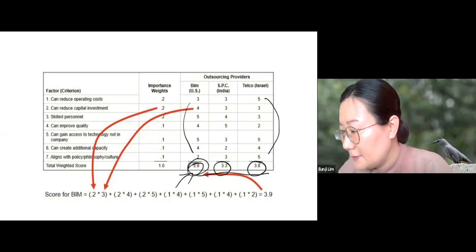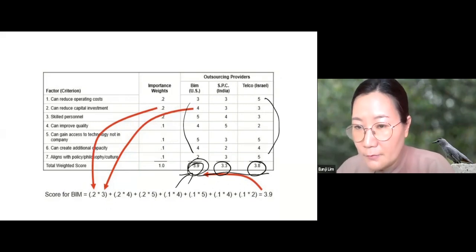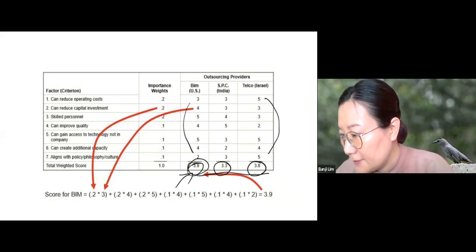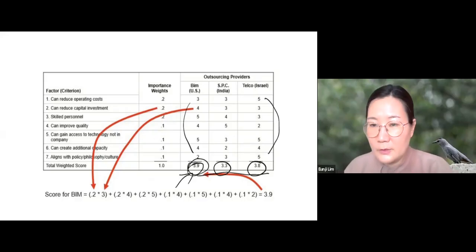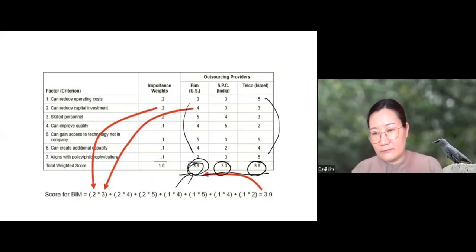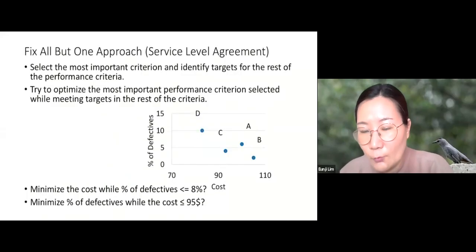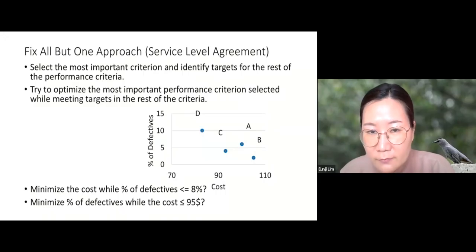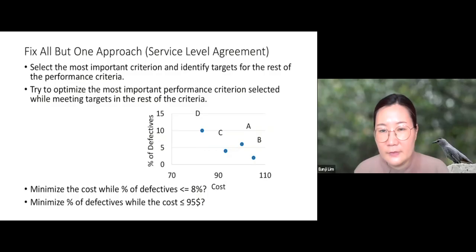Now, I mentioned that this approach is highly sensitive to the choice of the weights. So in the next approach, I want to introduce something that doesn't depend on the weights. This is called the fix all but one approach. Sometimes it's called service level agreement.